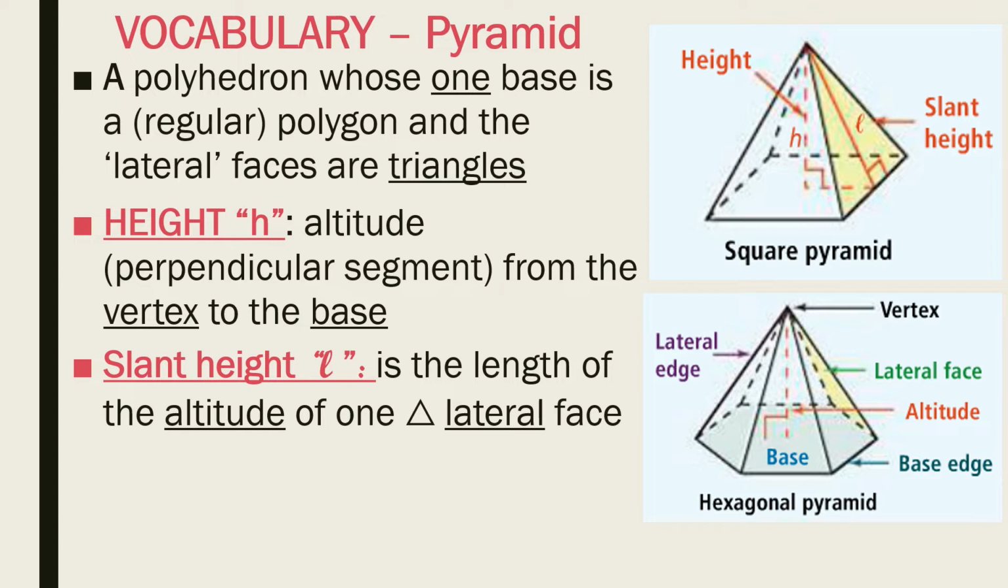The interesting thing about pyramids is we have this thing called a slant height. So it's not the height of the pyramid, it's actually going to be the height of the side. So it's the length of the altitude of one triangular lateral face. In other words, the slant height is like the height of each of the triangles, right, that goes around the side. So here's my slant height on this pyramid.